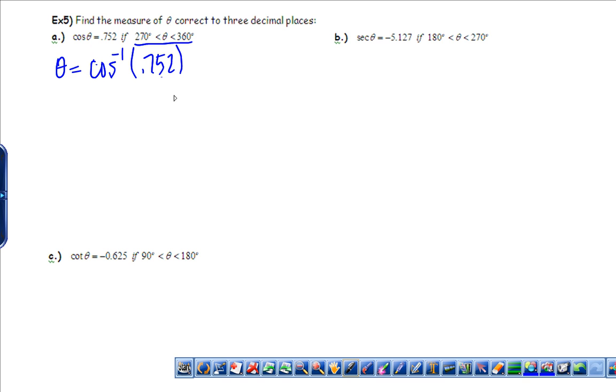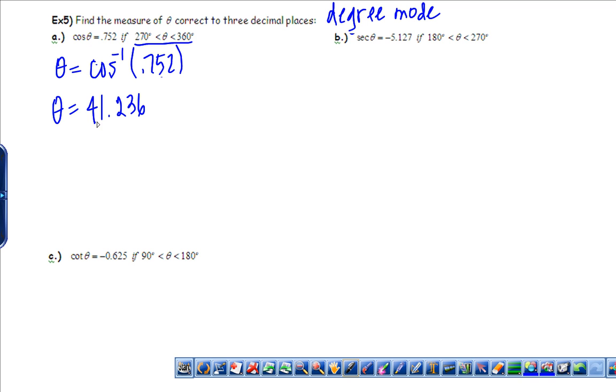If I want to know what arc cosine is, I'm going to have to go to my calculator and look this up in degree mode. So change your calculator back to degree mode and plug in arc cosine of 0.752 and tell me what theta should be. It looks like your theta ends up being 41.236. This is your reference angle.